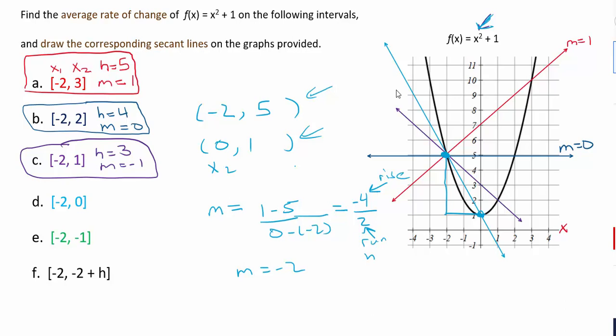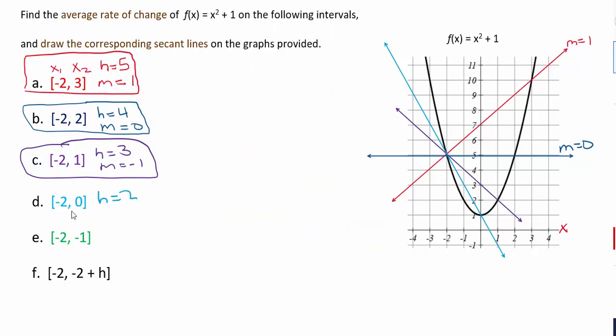So let me summarize that. When our interval is 2 units in length, the slope came out to be -2. And I can put that in the graph as well.